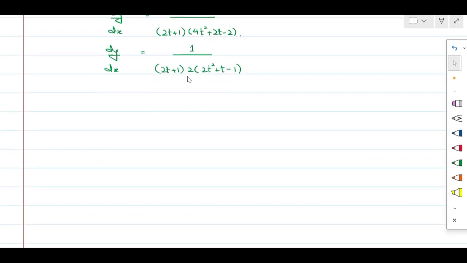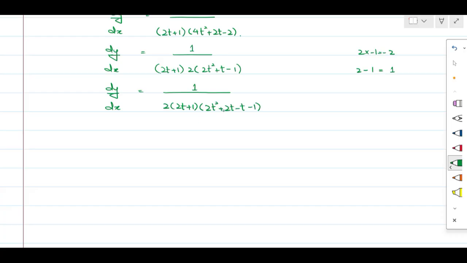Now we can factorize this because it is a quadratic expression. 2 times minus 1 is minus 2, and 2 minus 1 equals 1, so break the middle term. So dy over dx equals 1 over 2 into (2t plus 1). I shift this 2 before that factor and break the middle term: 2t squared stays as it is, and we break the plus t into 2t minus t, because 2 minus 1 would be just t.